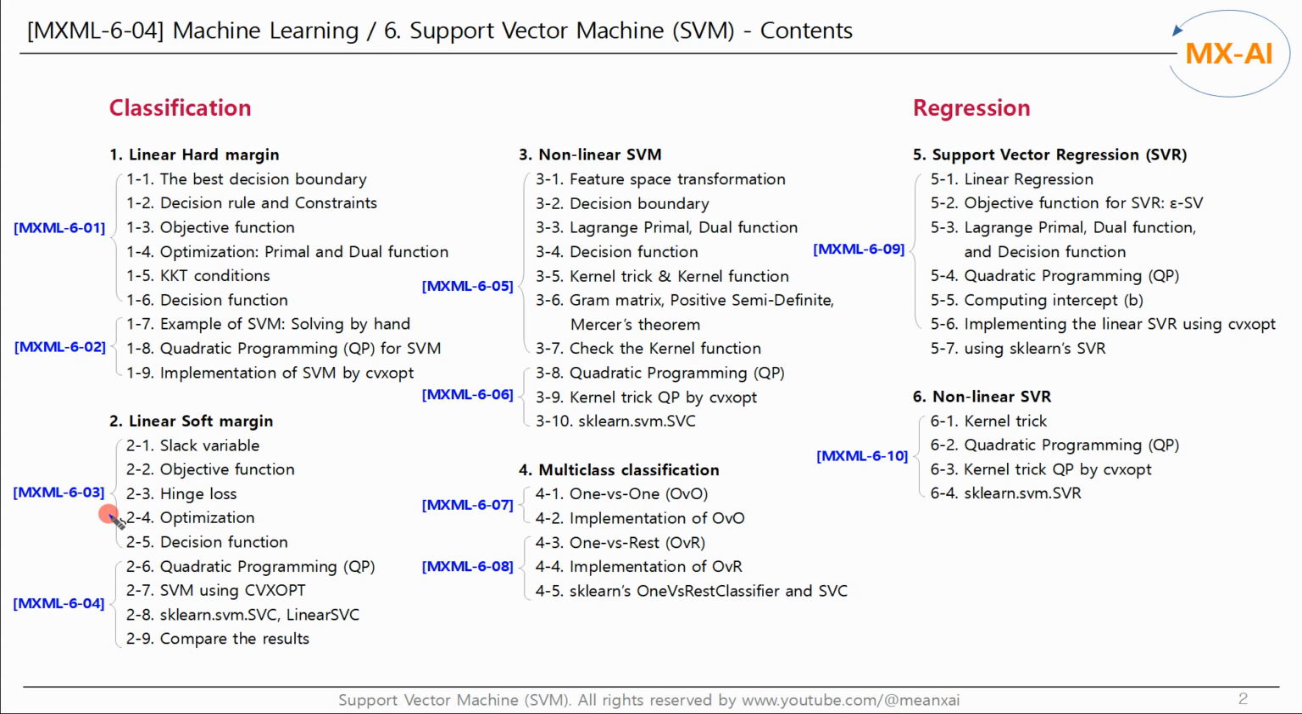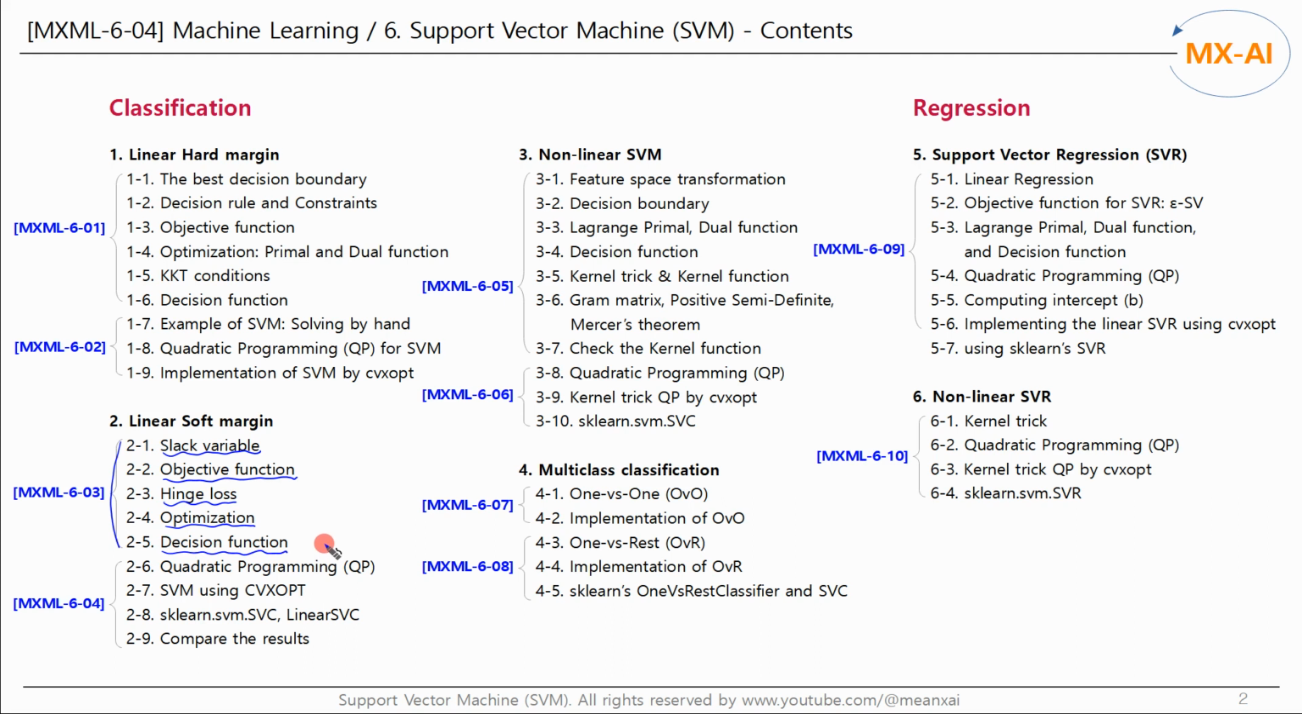In the last video, we looked at the basic algorithm for the linear soft margin SVM. We looked at the slack variables to allow for misclassification and created an objective function for the linear soft margin SVM. We also explored the concept of hinge loss, explored the optimization problem for that objective function, and created a decision function.